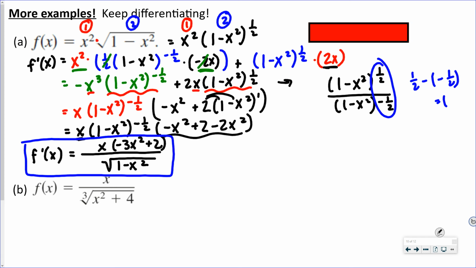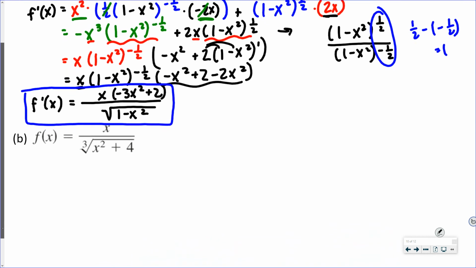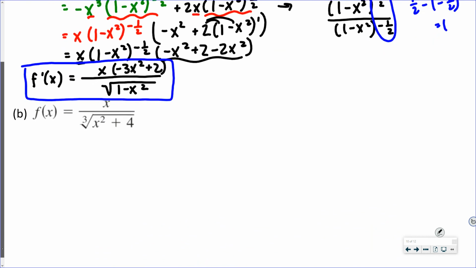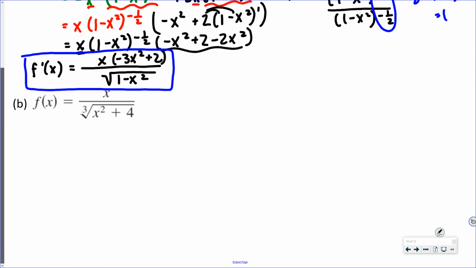Okay. The next one's kind of similar with that setup. Ooh, I see a fraction. What rule am I going to have to use for that? Quotient rule. You betcha. Okay, again, before I even do any derivatives, I see a radical, so I'm thinking that's the same thing as x squared plus 4 to the 1/3 power, like a power. I can do better.